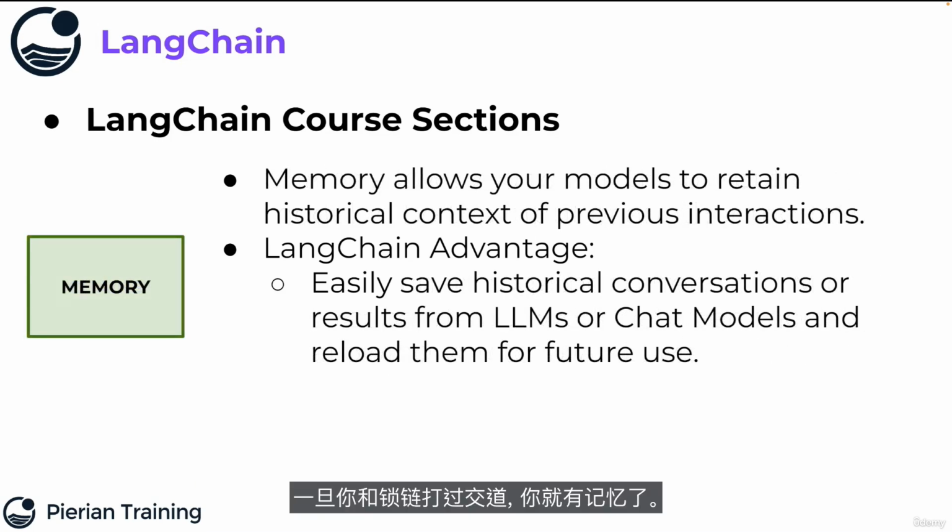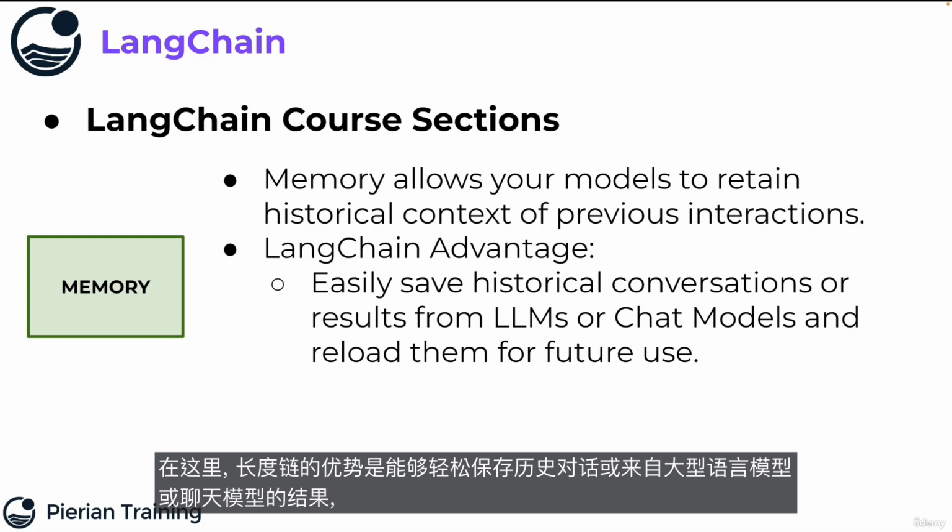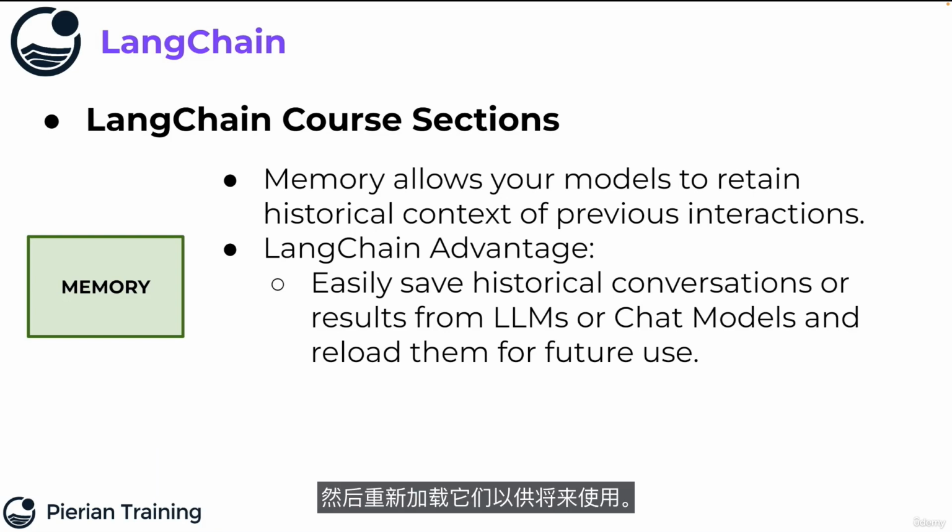Once you work with chains, you have memory. Memory allows your models to retain historical context of previous interactions. Here, the LangChain advantage is the ability to easily save historical conversations or results from large language models or chat models and then reload them for future use.